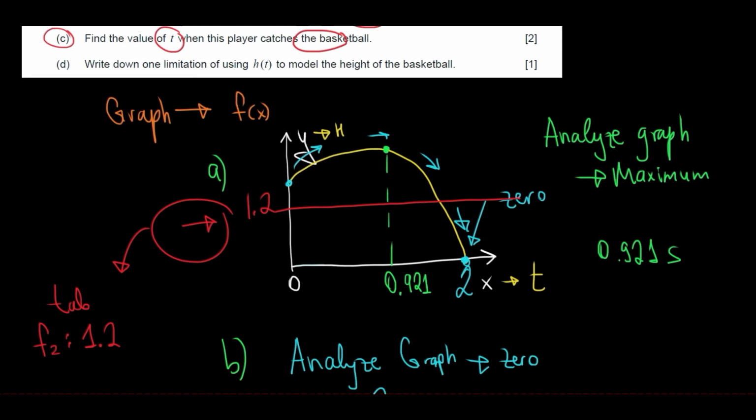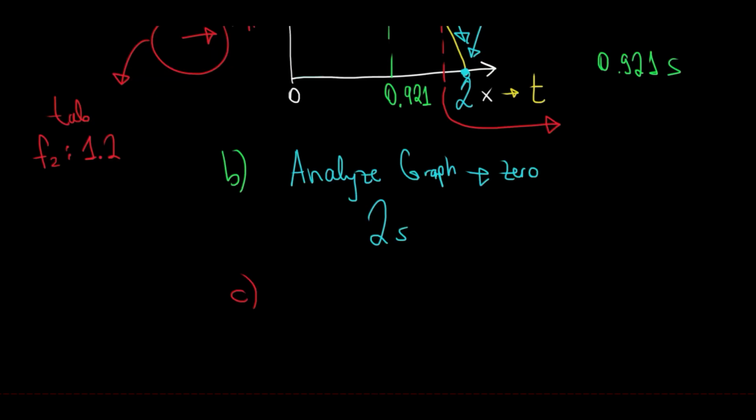What's the value of t, the time, corresponding to this height? That's something you check on the calculator again by using intersection. This is a point of intersection between the straight red line and the curved yellow line. So the intersection is going to give us the answer for question C. That answer is going to be 1.88 seconds.